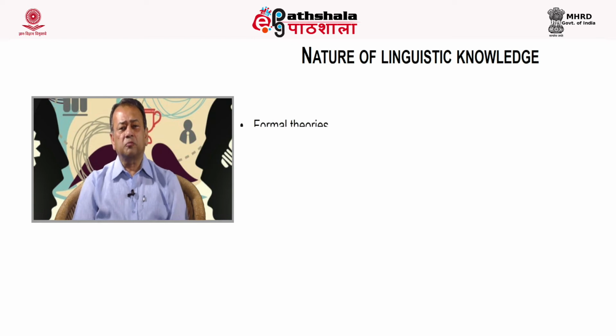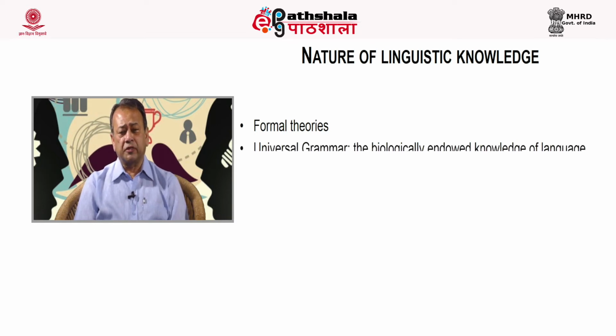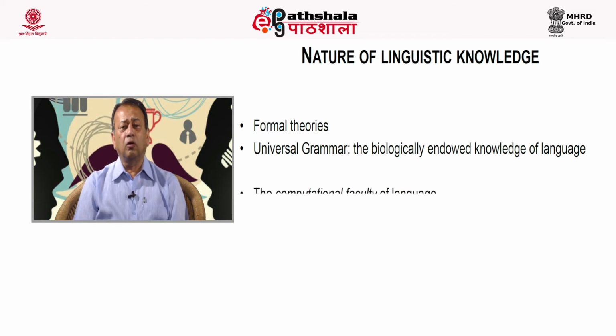The second point of difference between formal and functional theories of language is the nature of linguistic knowledge assumed by them. The nature of linguistic knowledge assumed by the formal theories of language is that which is common amongst all languages. The term that has been used is universal grammar. It is the biologically endowed faculty of language that all human beings share. That is the goal of study in formal linguistics. What is the nature of this knowledge? How does it come about? How does it grow, etc.?